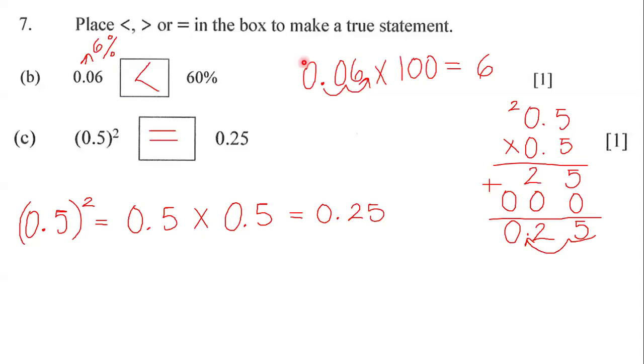Zion Davis, do you understand this? Yes, sir. Explain how we got 0.5 squared is equal to 0.25. Explain that. You multiply 0.5 times 0.5 and you get 0.25. Very good. What that means is equal.